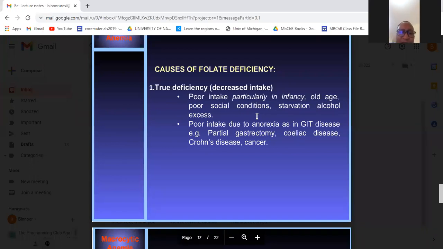In alcohol excess, again, alcohol can cause anything. Poor intake due to anorexia, not being able to eat, as in GI disease, partial gastrectomy, celiac disease, Crohn's disease, and in cancer patients. So basically, decreased intake for any reason.